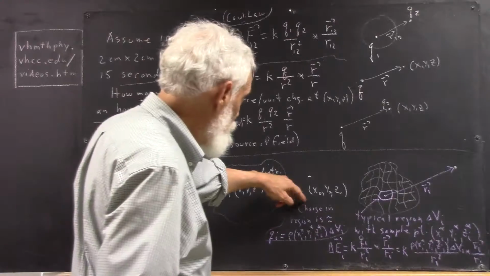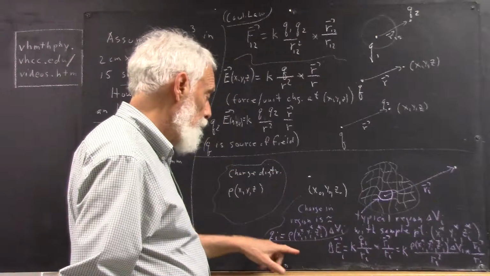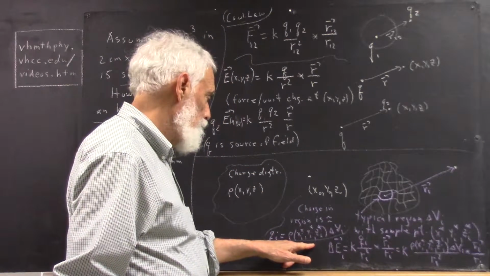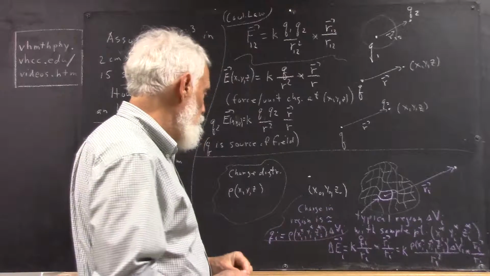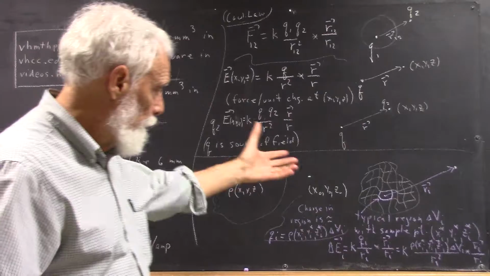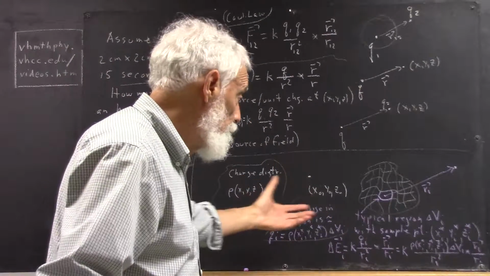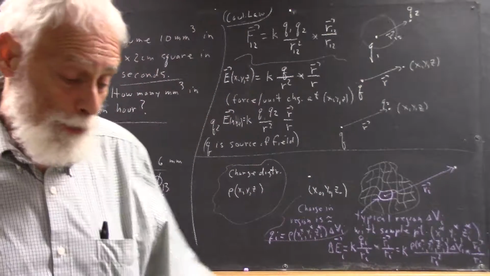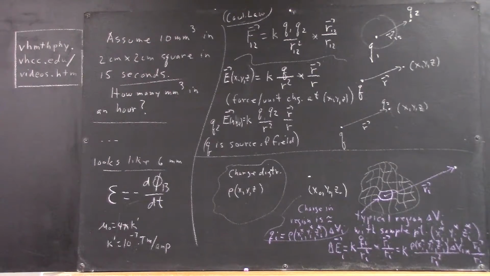And a note here, the charge in the region is approximately Q sub I equals rho of xi star, yi star, zi star times delta V sub I. Now, I'm not going to go into any more detail and do examples. We've done examples, but this is an overview of how you think about the field due to a charge distribution.